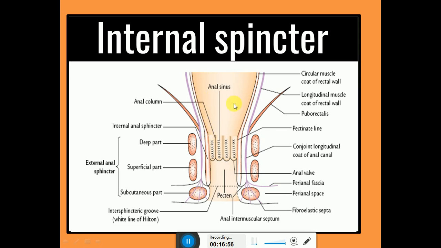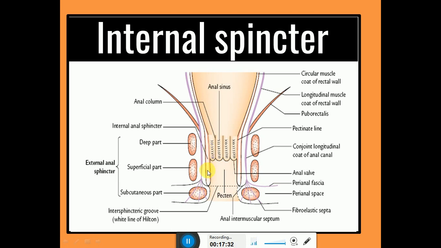You can see this is the rectum. Above, it is continuous with the circular muscle of the rectum. So this is nothing but a circular muscle coat present in the upper 2/3 of the anal canal. Above it continues with the circular muscle of the rectum, and below it is limited till the white line of Hilton. Fine. This is surrounded by venous plexus, both internal and external.